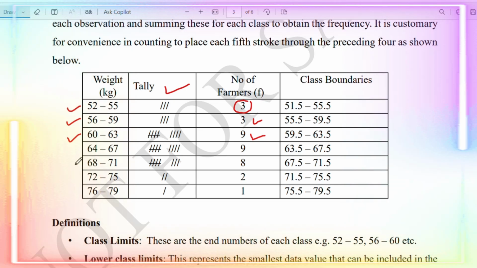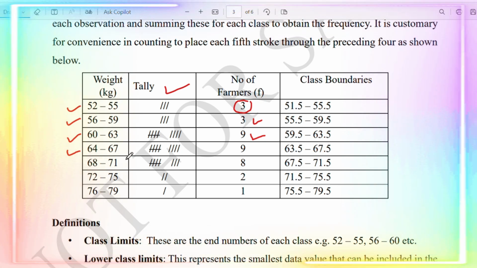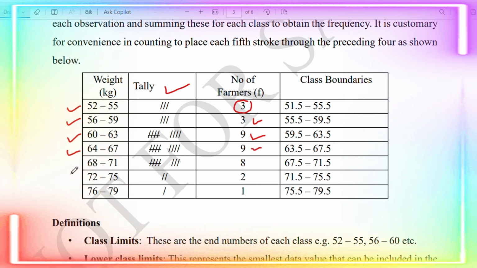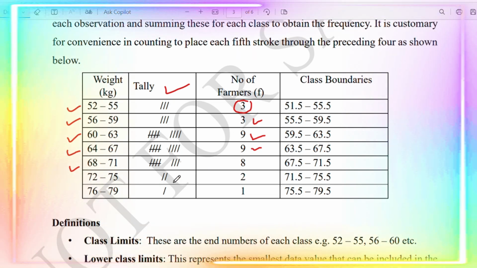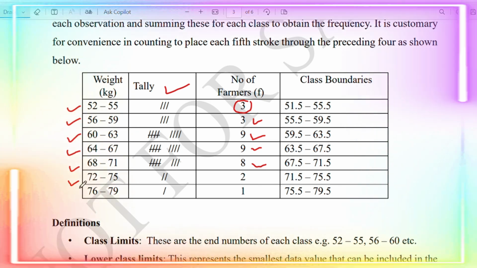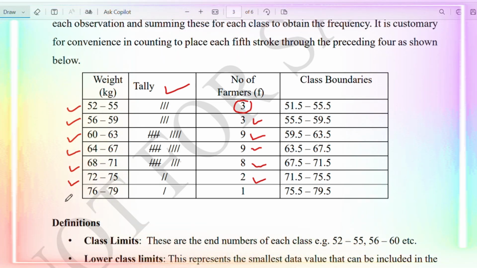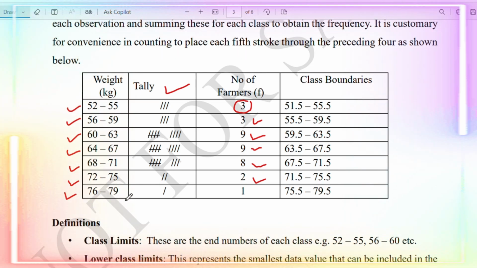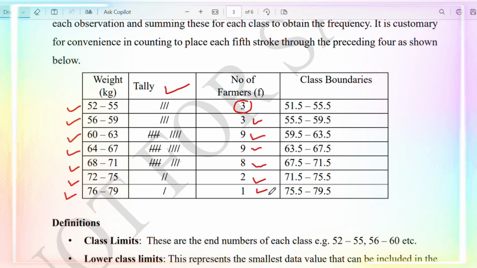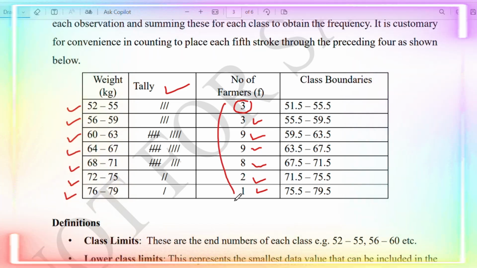Then in the next one, we have 64 to 67, and we have also 9 observations there. The next one is 68 to 71. We have 8 observations there. The next one is 72 to 75. Then we have 2 observations there. Then we have 76 to 79, where we have 1 observation. If you add this up, you will discover that we have 35 observations.